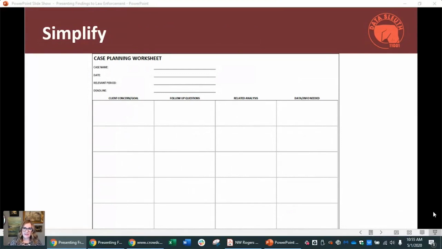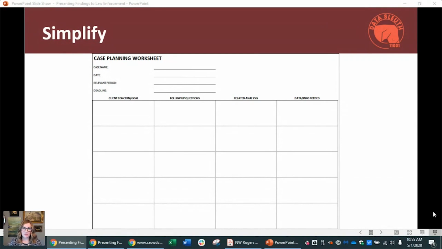So when we get a case from a client, we ask them, what are your concerns? What are the things that you think happened? Why is this not okay? And so we list those concerns in that first column. We usually have some follow-up questions once we sit down to do this planning. But then we talk about what analysis is going to have to happen in order to verify or determine or audit if these allegations are actually supported by evidence. So we talk about that analysis.